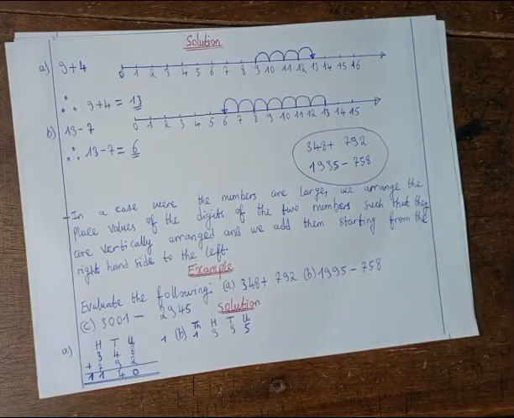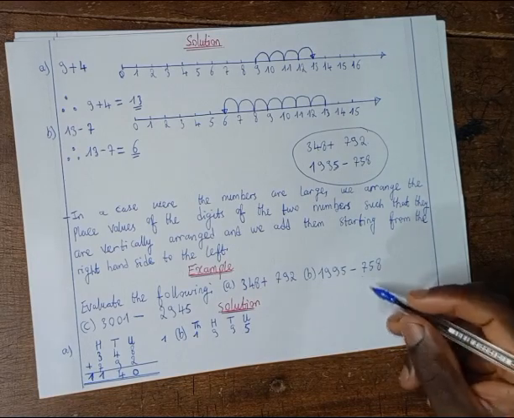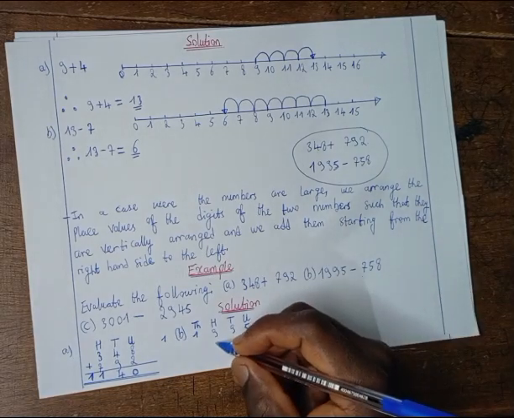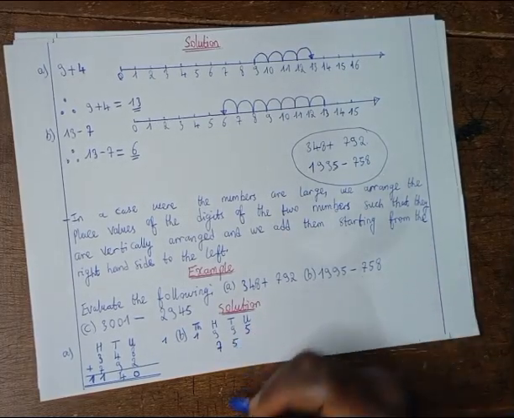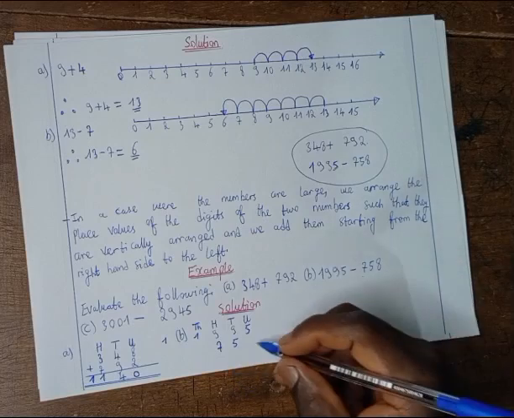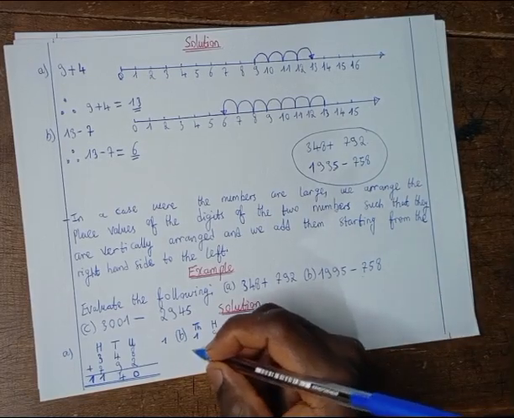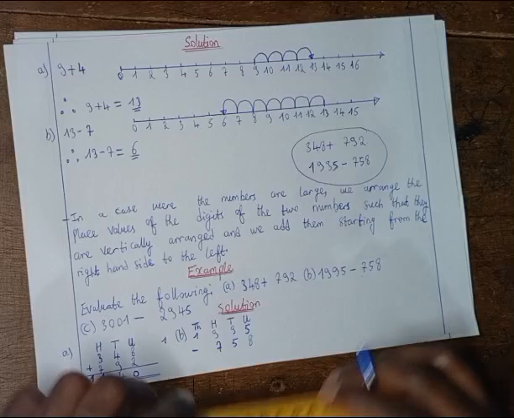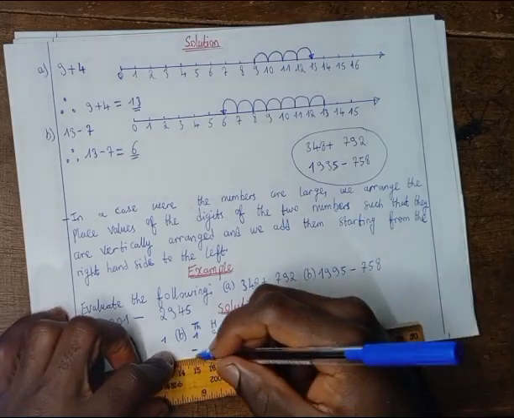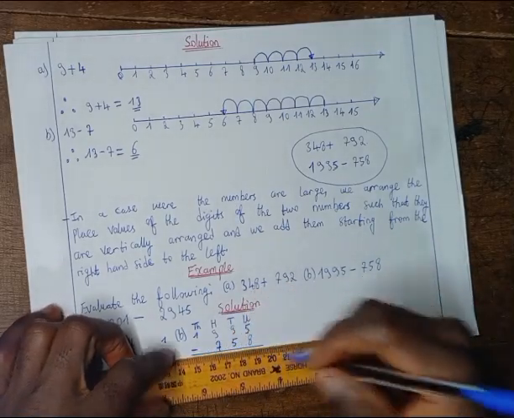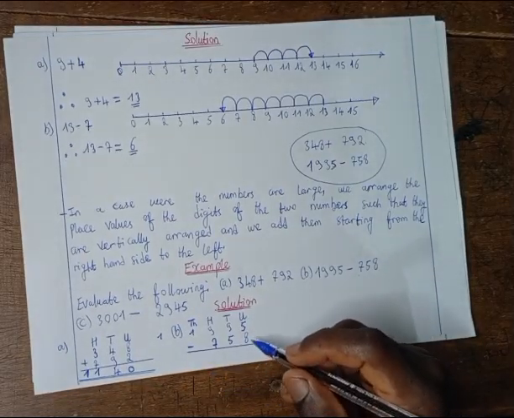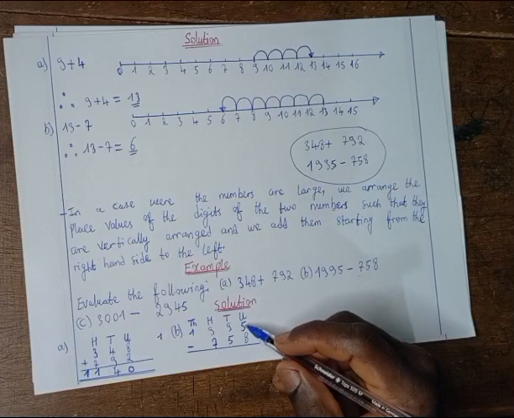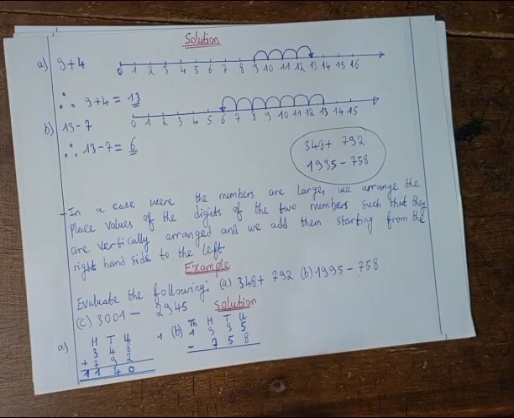For the second number, we have 758. The highest place value is hundreds. So we place 7 here under 9. We place 5 under tens. We place 8 under units. Then we put the minus sign in front. Then we draw our horizontal line, and below we write the results. We have to subtract 8 from 5.